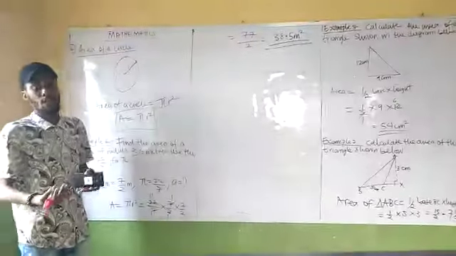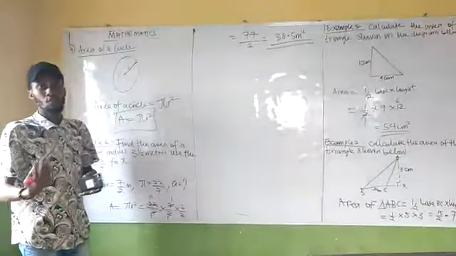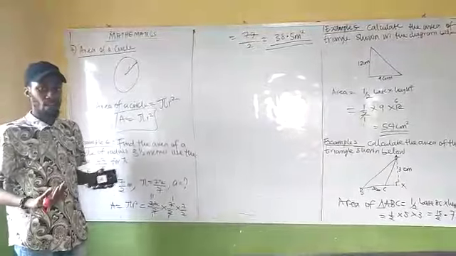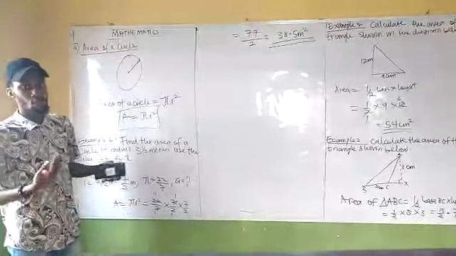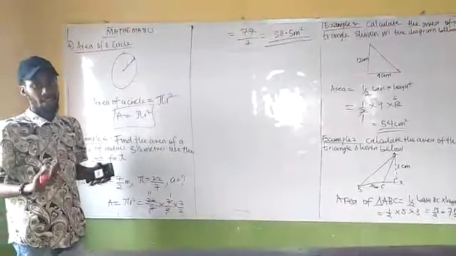Pi r square, area of a circle, two pi r is the circumference. Pi r square, area of a circle, two pi r is the circumference.